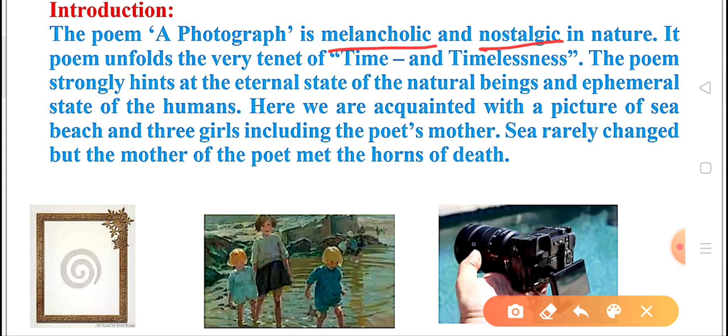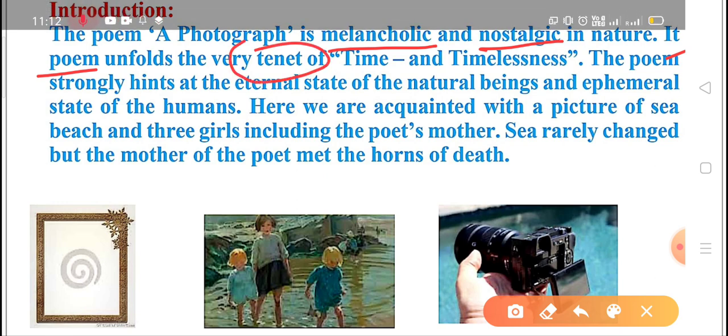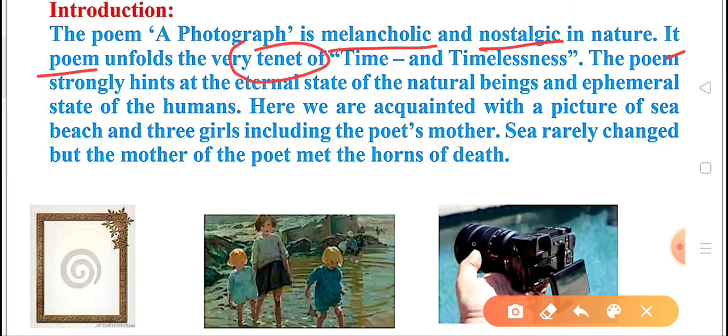It means the poem unfolds the very tenet of time and timelessness. Tenet, principle, the theory. The poem talks about the principle of time and timelessness, the things which are time bound and the things which are timeless. She'll bring out this theme and create a contrast.